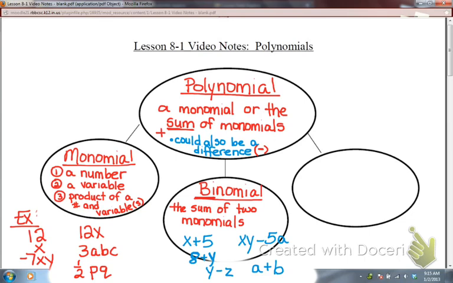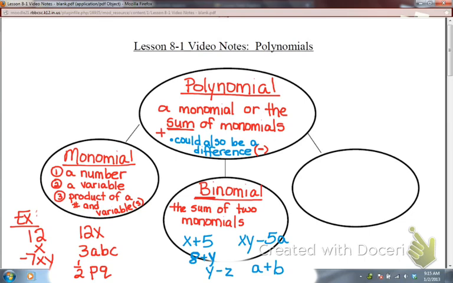A lot of times, earlier in the year, you've probably heard us talk about combining like terms. We will do that more in this unit. And just know that each item in a binomial is called a term. So when I just wrote a plus b, we say that has two terms. A is a term and b is a term. I know you've heard the word term before.